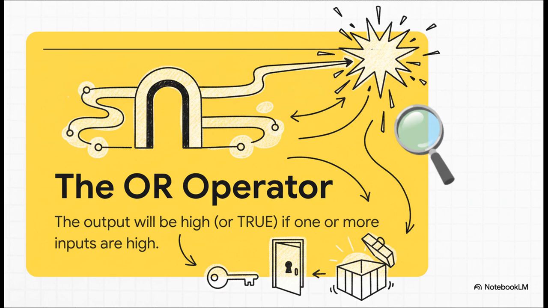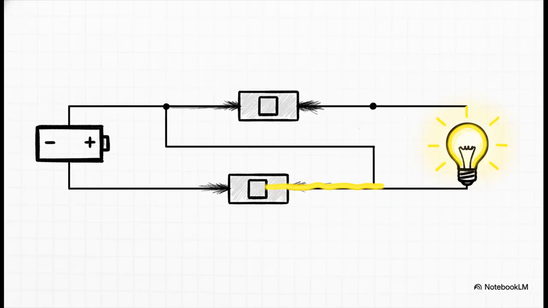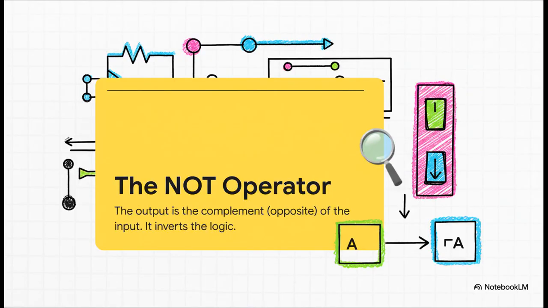Next, we've got the OR operator. And this one is, let's say, a little more forgiving than the AND operator. So, let's picture those same two switches, but this time, instead of being in a line, they're wired side by side, in parallel. Now, the electricity has a choice. The bulb will light up if the first switch or the second switch is closed. It doesn't need both.